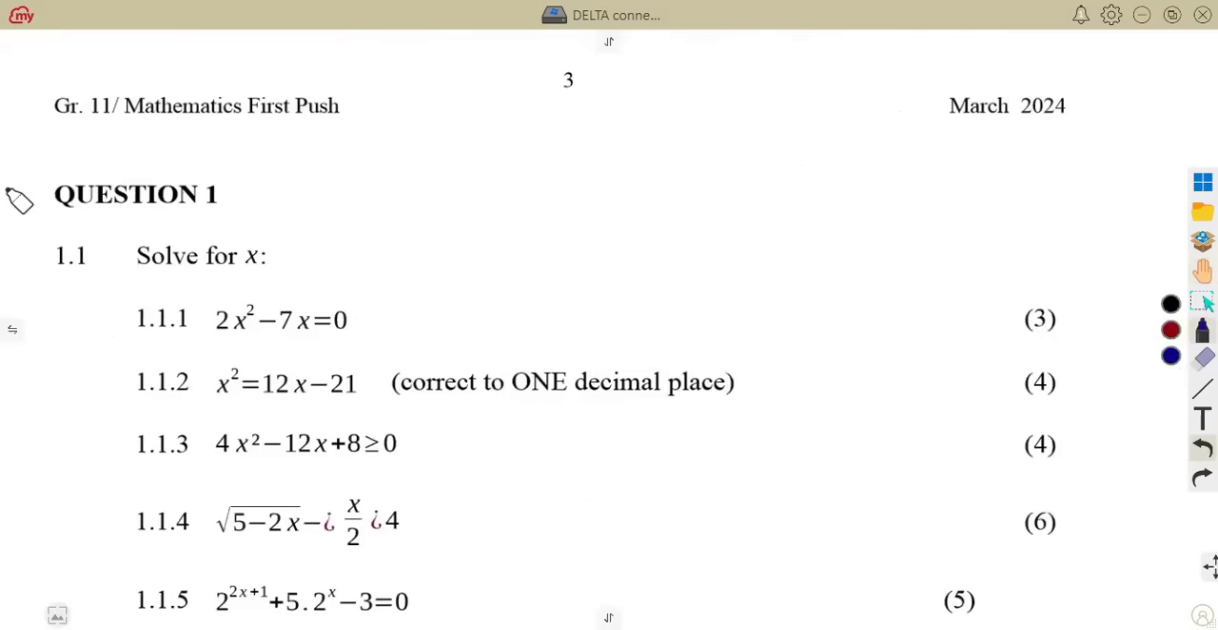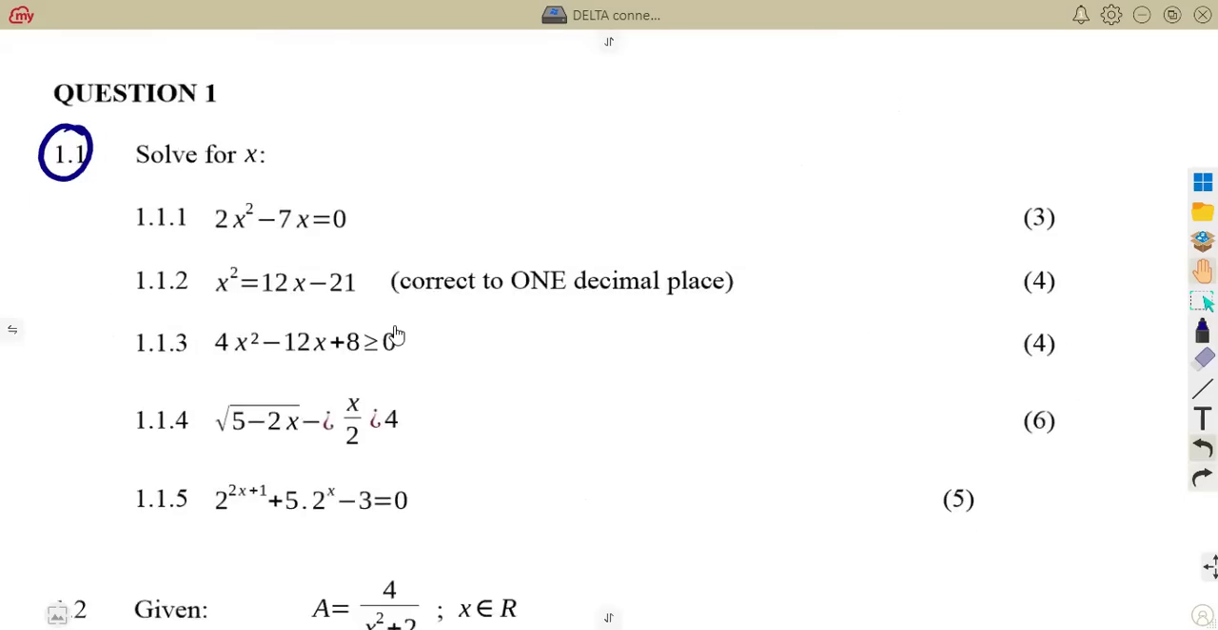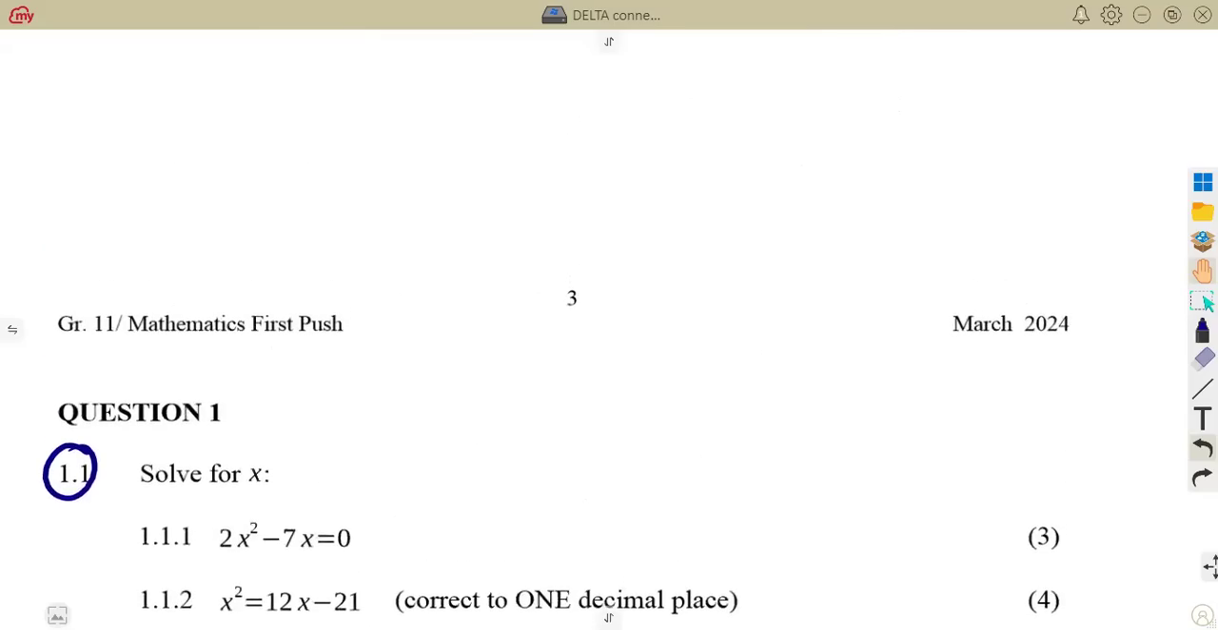So on question number 1, without wasting our time, we were given 1.1 to solve for x. Solve for x. So they are equations and inequalities to be solved from this. All right, so let's consider the first part that we are given. That's an equation there on 1.1.1. We are given this equation, which is 2x squared minus 7x is equal to 0.